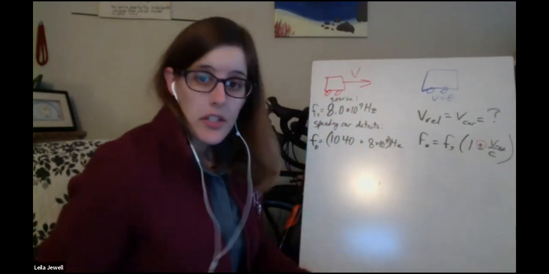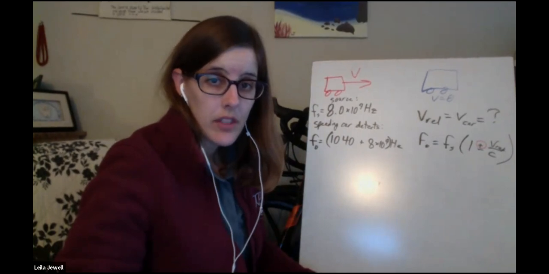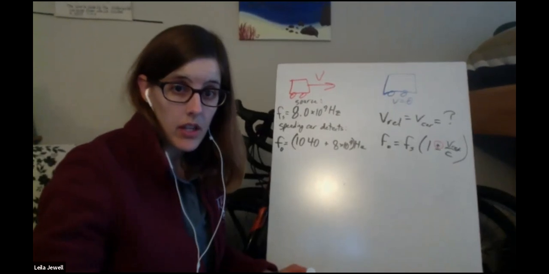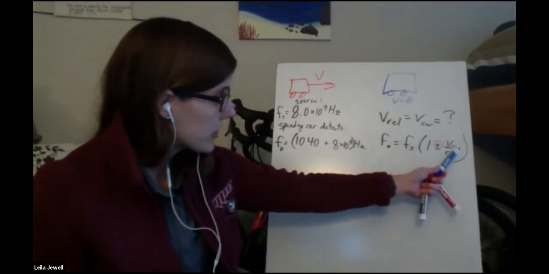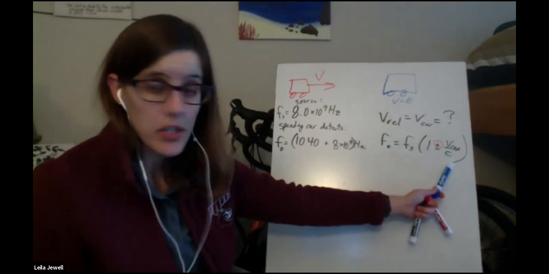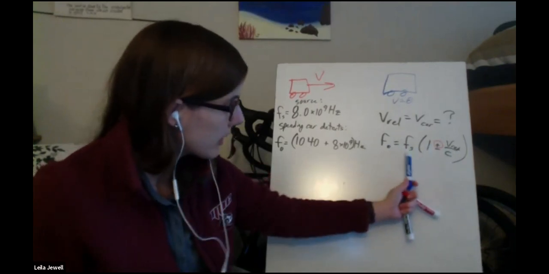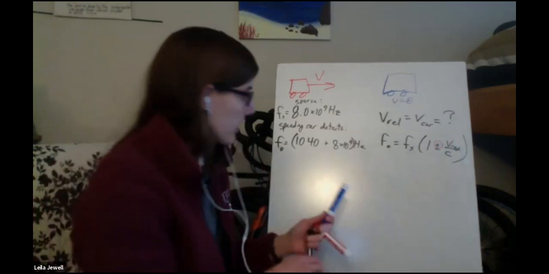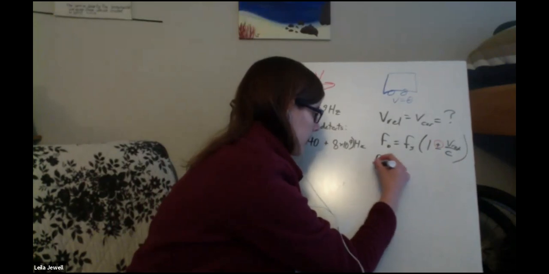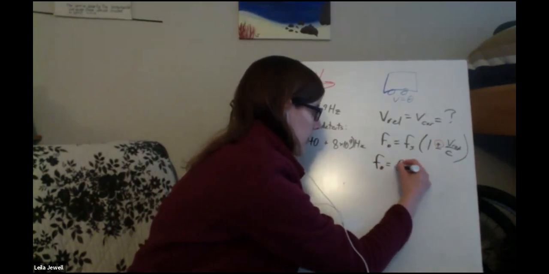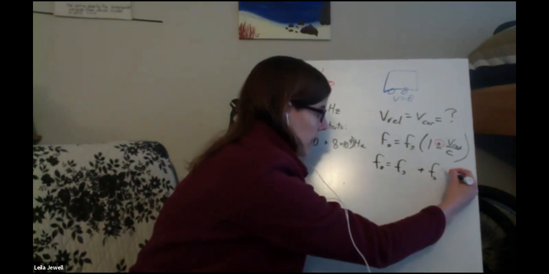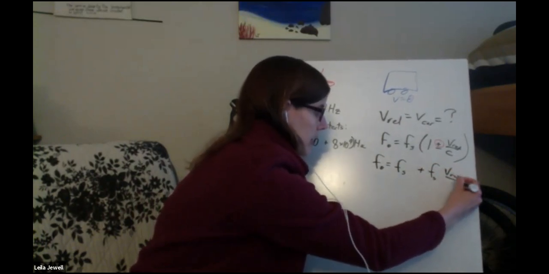So we'll keep the plus, lose the minus there, and now we're just solving for v rel. Now we just need to rearrange this to solve for v rel, because we know fo, we know fs, and we know c. So I'm going to start by distributing out this fs so that we don't have to have two terms there. So fo is equal to fs times 1 plus, I'm dropping the minus, fs times v rel over c.